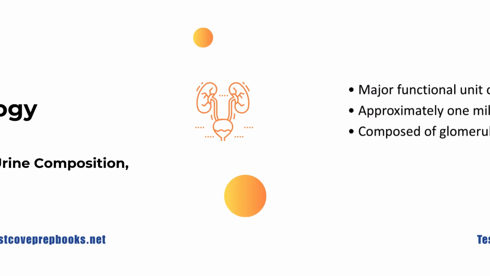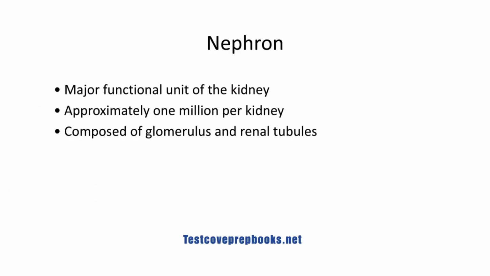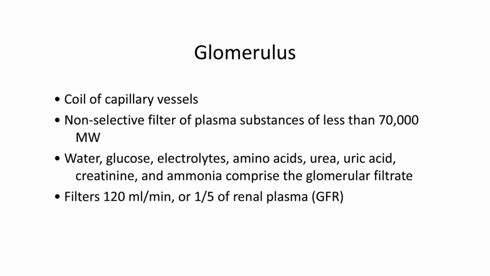The nephron is the major functional unit of the kidney. Each kidney contains approximately 1 million nephrons. Every nephron is composed of two main parts, the glomerulus and the renal tubules, which together carry out the essential processes of filtration and reabsorption.